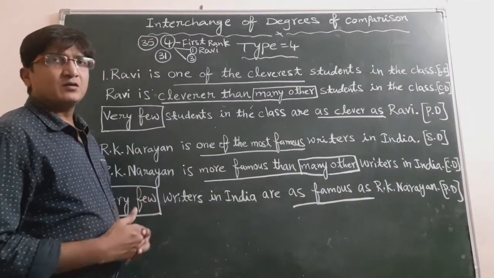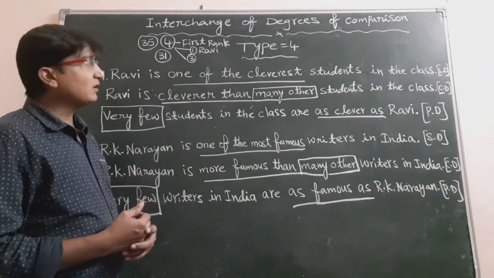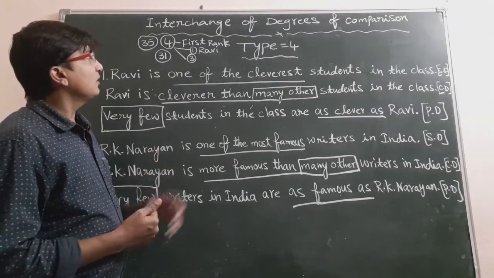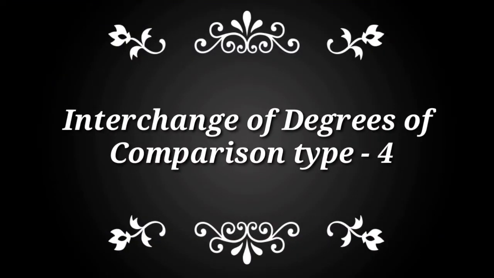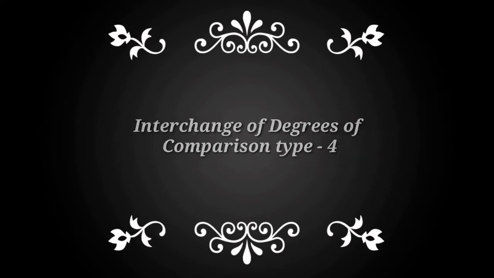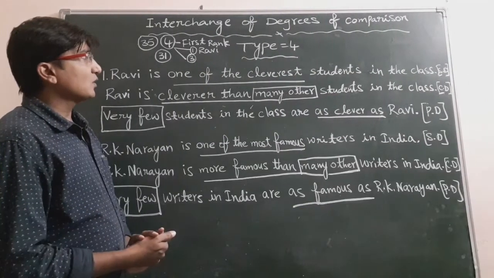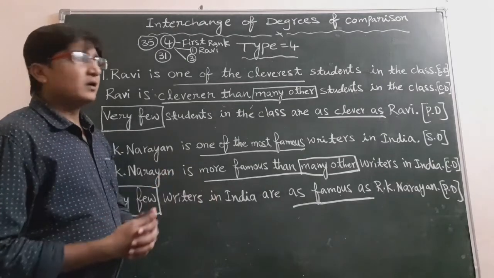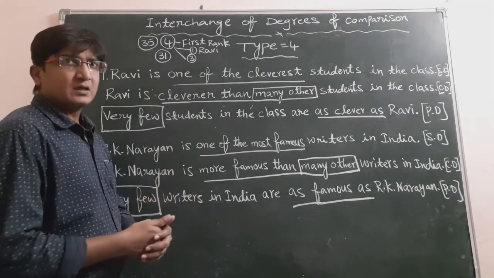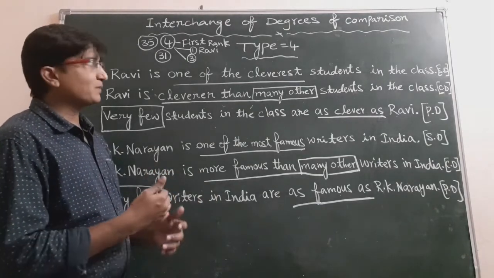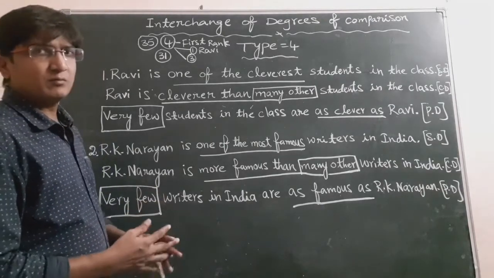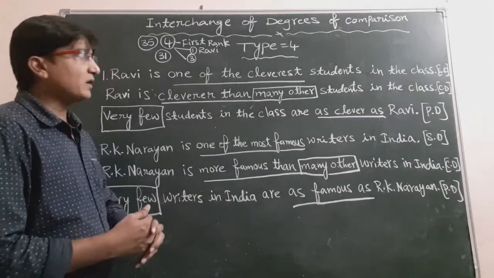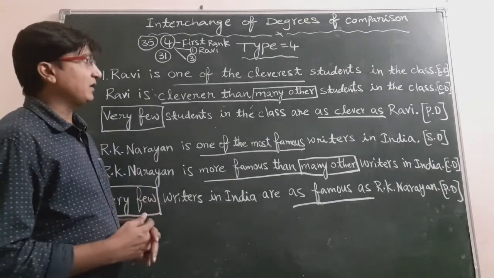And in this video I would like to focus on type 4 interchange of degrees of comparison. So we have been learning about these types, and in my previous video I have explained to you about type 3. So today we are going to learn type 4. So I want everyone to pay attention so that we can understand.